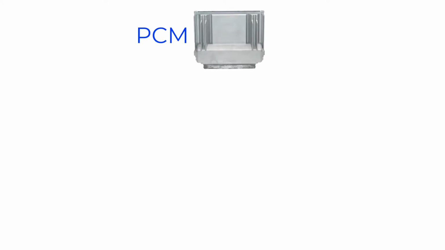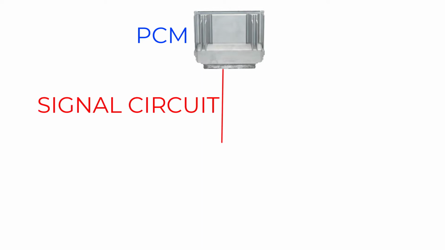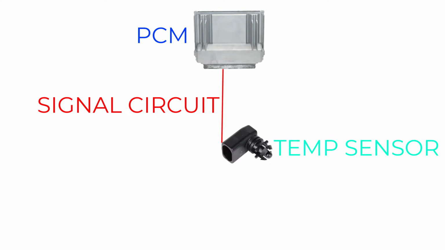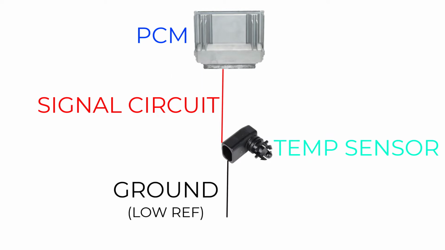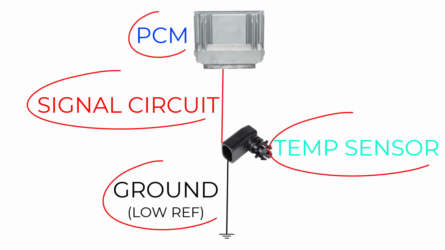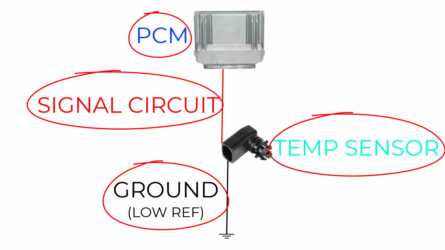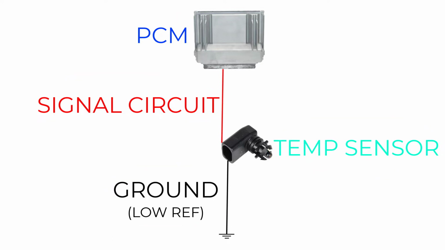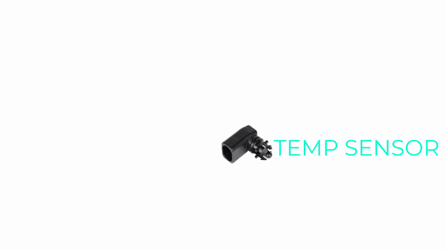Let's take a quick look at how the system works. We've got a control module, in this case the PCM, a signal circuit that goes between the PCM and the temperature sensor itself, and then a ground. Typically, this ground comes directly from the PCM. In terms of what can be wrong, there can be a problem with any of these, and there could also be multiple problems. I'm going to show you how to test everything in this system, but I'm going to start with the most likely problem, which is the sensor.